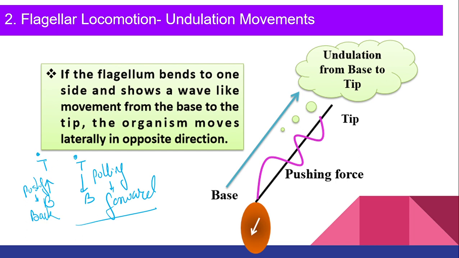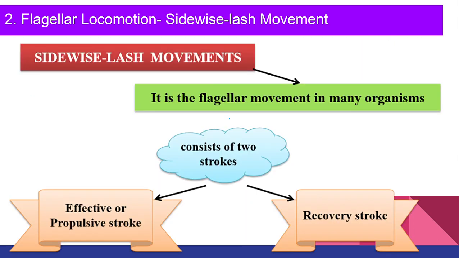Now in both the situations, my flagella was not bent, was not tilted. But what if my flagella is bent towards one side? Here in the picture you can see my flagella is bent towards one side, and if the wavy movement is from base to tip, what will happen? There will be the lateral movement, no forward movement, no backward movement. Whenever flagella is tilted or bent toward one side, the organism will move laterally. Laterally means sidewise movement will occur, in the opposite direction, right?